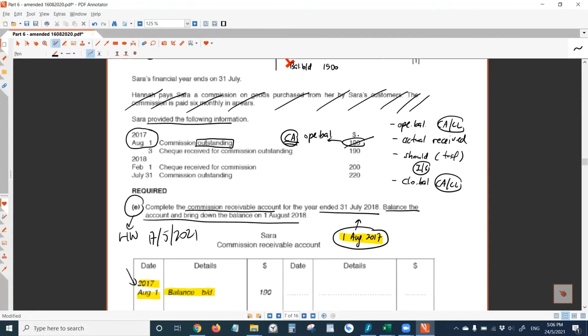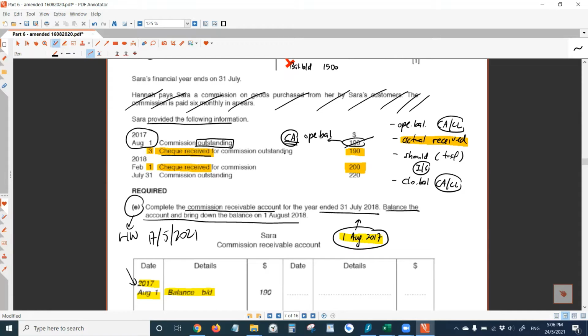Okay, next line. Cheque received. This is the amount actually received during the year. That's not the only amount. If you look at the next line, you also have one more cheque received, 200. Can you combine these two together? No, you cannot, because both of them happen on 2 different dates respectively. So the ones in orange are known as the amount actually received during the year.